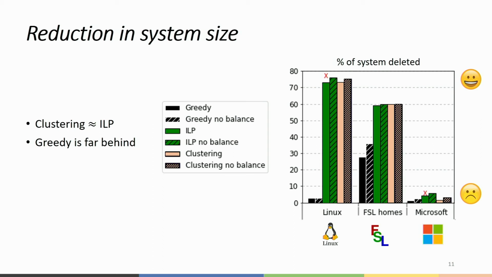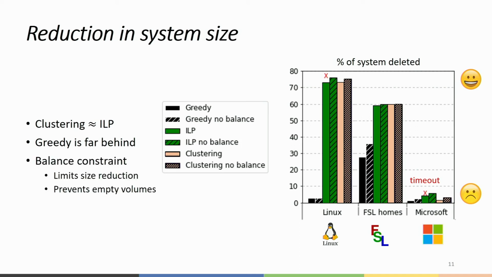Sometimes this is because clustering was just able to find the optimal solution. And sometimes this is because the ILP solver timed out. These are the red axes that you see here. Still, in the more complicated workload, the hardest workload, the Microsoft workload, the ILP achieved much better results. And in all of these cases, the greedy results are far behind, pretty much as we expected.